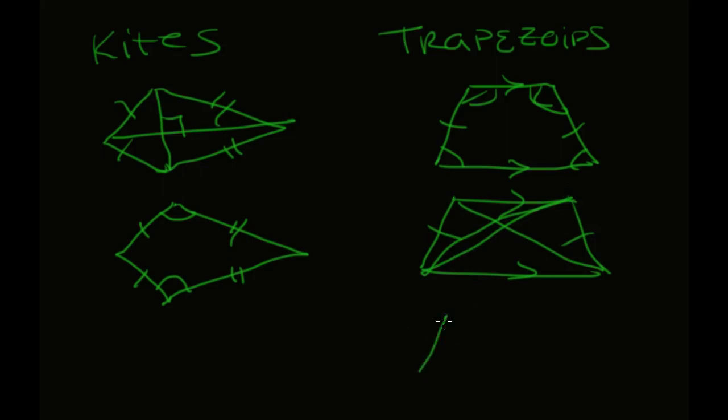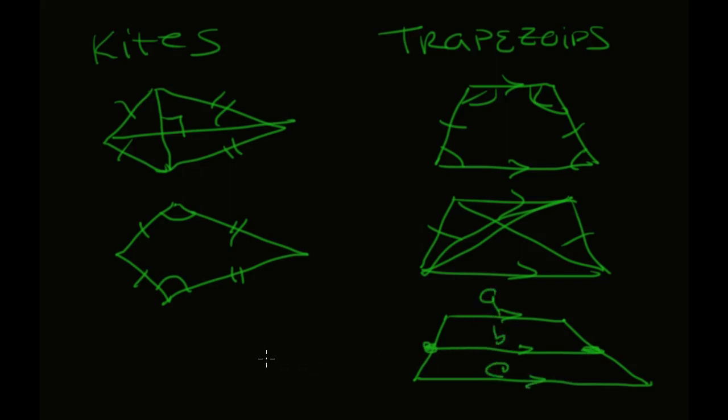And if I have any old trapezoid, so it doesn't have to be isosceles, if I join the midpoints, this all has to be parallel, and if this is A, B, and C, then B has to equal A plus C over 2. Alright, so there's a summary of what we did today.